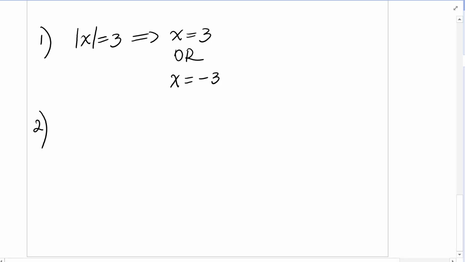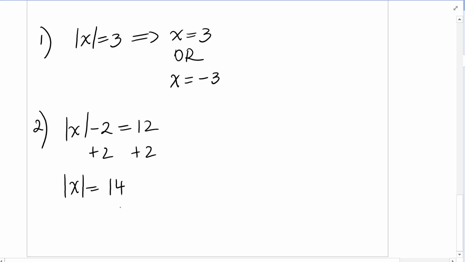Let's take a look at example 2. Absolute value of x minus 2 equals 12. How do we solve it? We want to isolate the absolute value on one side. I'm going to add 2 to both sides, and we get absolute value of x equals 14. Now the equation is very similar to the one from part 1, which breaks down into x equals 14 or x equals -14. And we found 2 solutions.